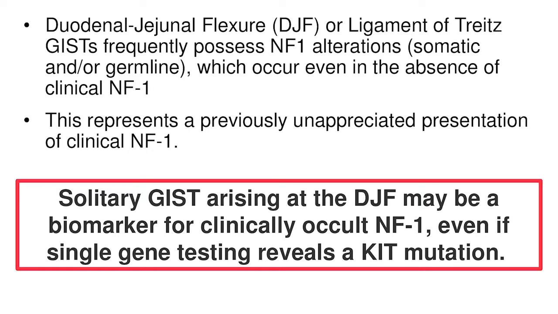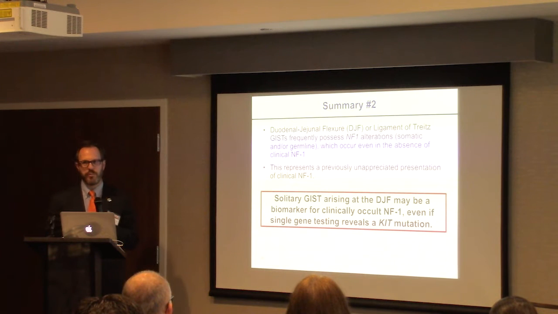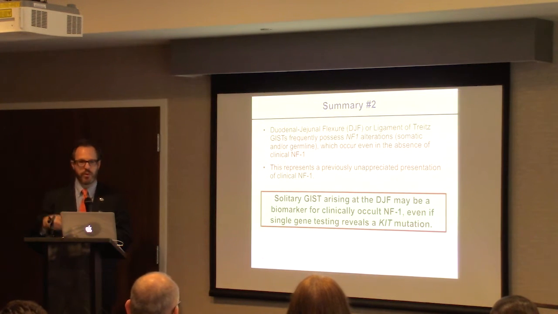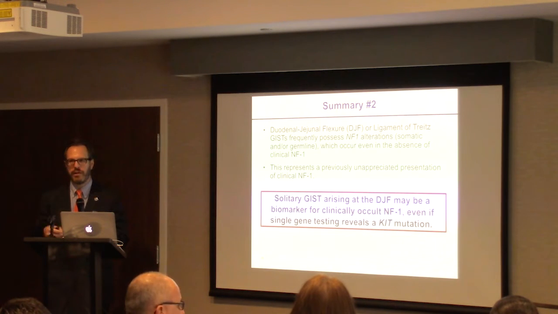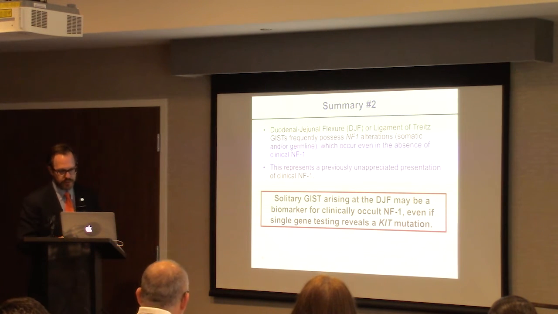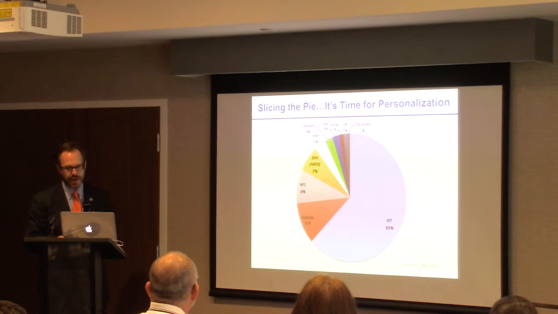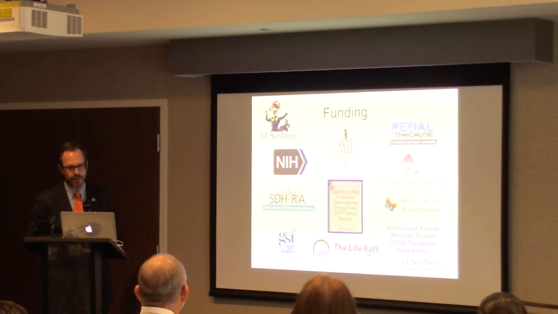The big take home would be that in patients that have these solitary GIST right at that specific spot, this duodenal jejunal flexure, NF1 should certainly be evaluated in those patients, because a large proportion of them are going to have NF1, whether that's just somatic, meaning it's in the tumor, or whether it was hereditary. That needs to get figured out. And so we're slicing up the pie more and more.